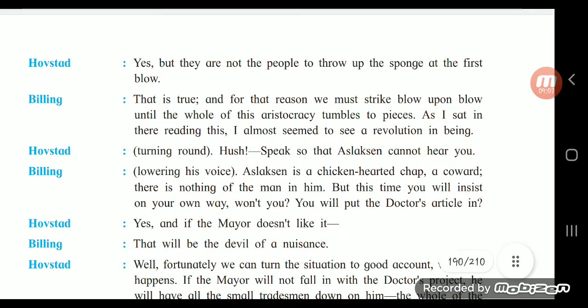Okay. Yeah. Now they are discussing with each other, and they mention one name, Aslaksen. Now Aslaksen is the printer, right? And these two are editors and sub-editors. Now Aslaksen is not good at taking stands. They believe की आपण एवढी मोठी गोष्ट करणार आहोत, but I don't think that Aslaksen will help us. असा एक माणूस दुसऱ्या माणसाला सांगतो आहे, because he is like a chicken hearted chap, a coward. There is nothing of the man in him. Okay, so त्यांना काय वाटतं आहे की आपण एवढी मोठी गोष्ट डेअरिंग आपण करणार आहोत, but I don't think that the printer will take our side or will support this action.